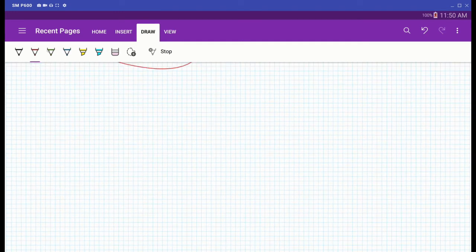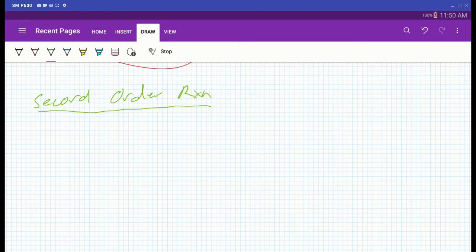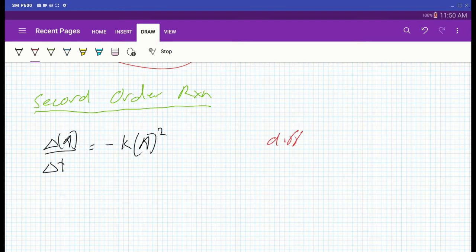So when we have a second order reaction, the differential rate equation that we're working with is delta A over delta t is equal to minus k A to the second order power. That is the differential rate equation.